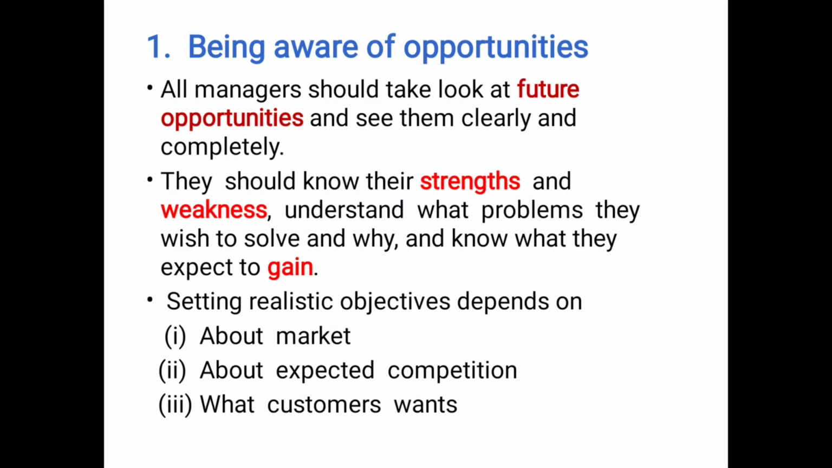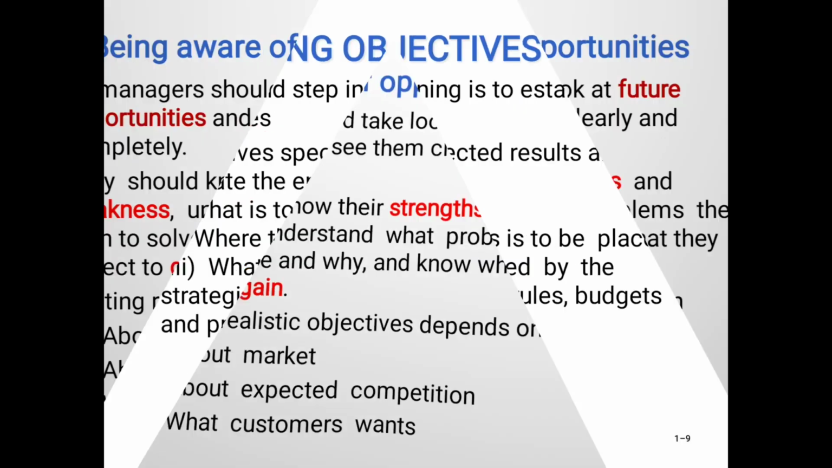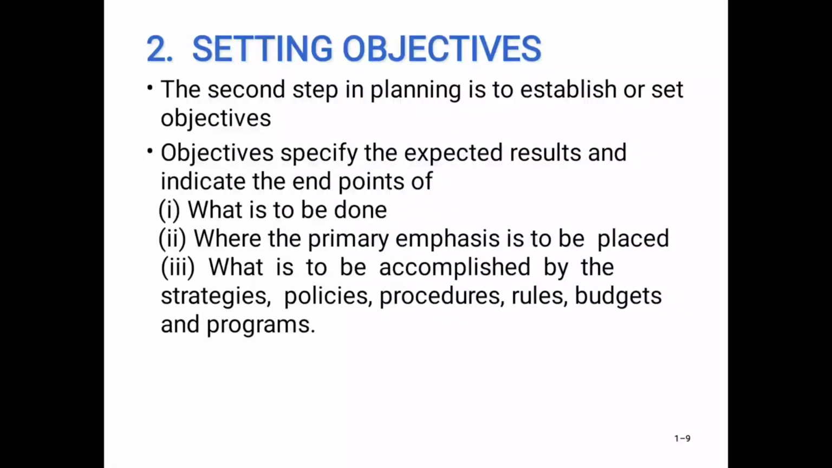The first one is awareness of opportunities, or identification of opportunities. The awareness of the opportunity is the starting point of planning. First of all, we should identify the possible future opportunities and analyze them clearly and completely. Second one is the establishment of objectives or goals. Planning is to establish objectives for the entire organization and then for each subordinate unit. The objectives specify the result expected.